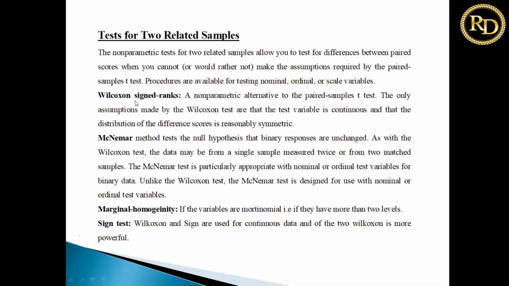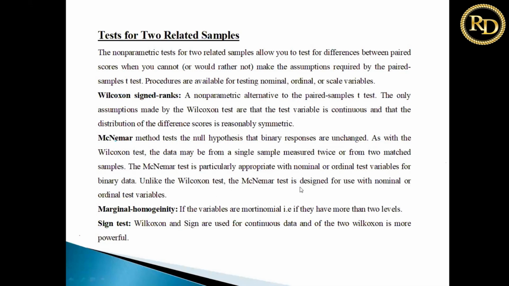Then the McNemar method tests the null hypothesis that binary responses are unchanged. As with the Wilcoxon test, the data may be from a single sample measured twice or from two matched samples. Maybe related samples, or you just apply the sampling two times. The McNemar test is particularly appropriate for a nominal or ordinal test variable with binary data. It means if we have only two categories of the data, like male, female, present, absent, yes, no, there we apply McNemar.